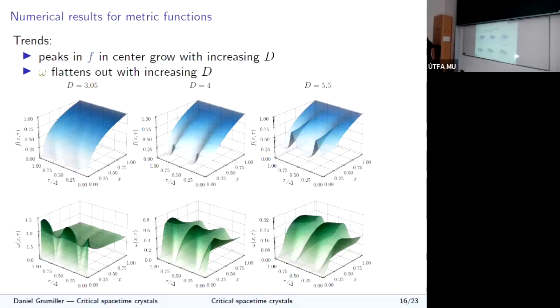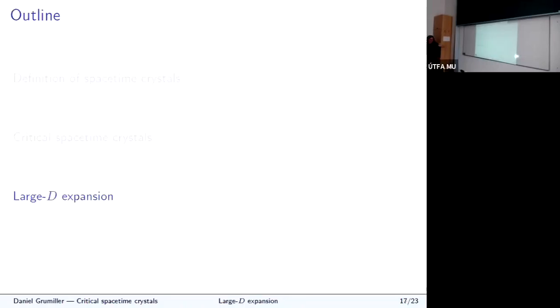The other function is omega, the conformal factor, and the main info is that it flattens out for increasing D. So for D equals 3.05, the peak is about 4.5. In 4 dimensions, only 0.8. In 5.5 dimensions, it's down to 0.3 or so. And you can imagine that at infinite dimension, this will just turn out to be very flat. Okay, so let me now go through the large D expansion.